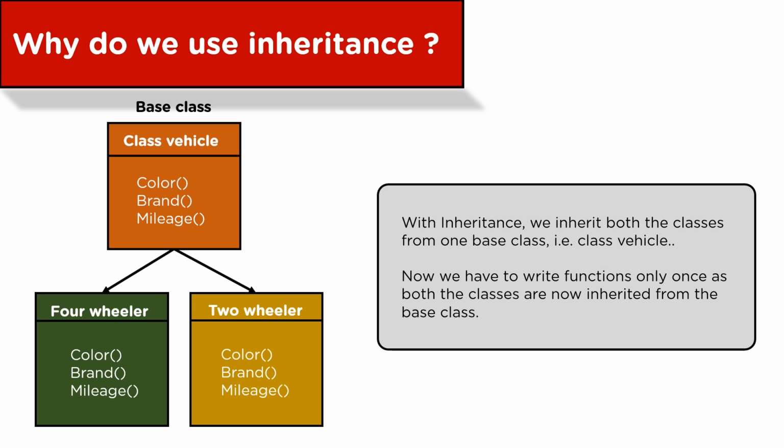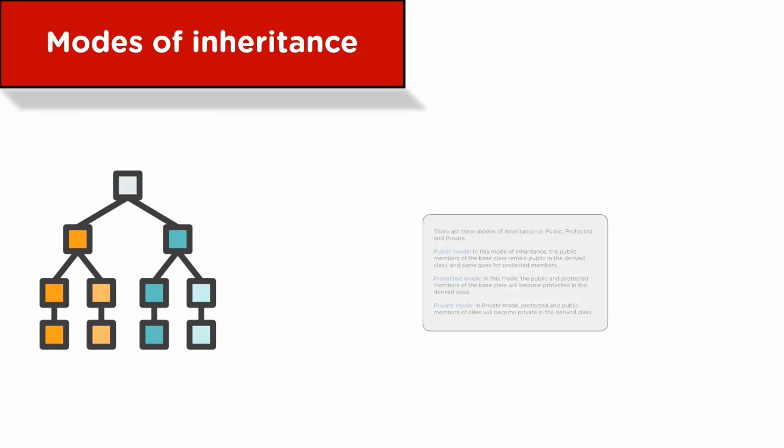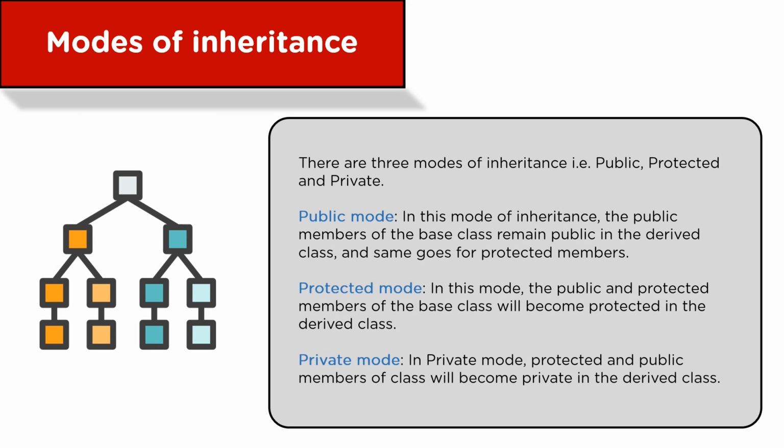So as we have understood about inheritance in C++ and why we use inheritance in C++, now let's go ahead and learn about modes of inheritance. There are three modes of inheritance in C++, that is public mode, protected mode and private mode of inheritance. So let's start with the public mode.